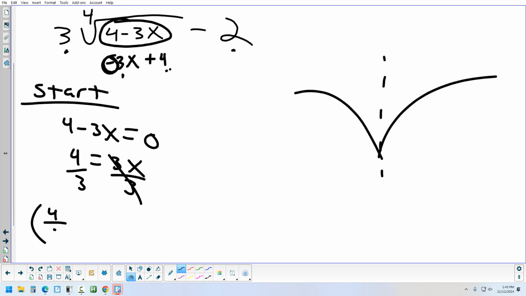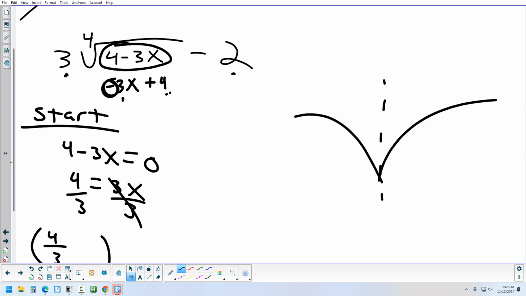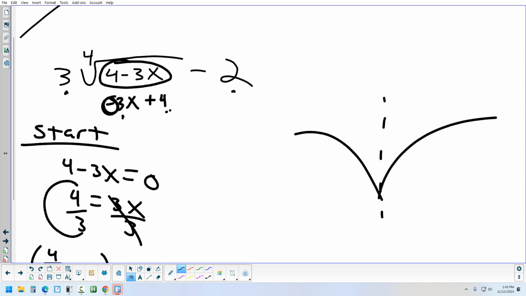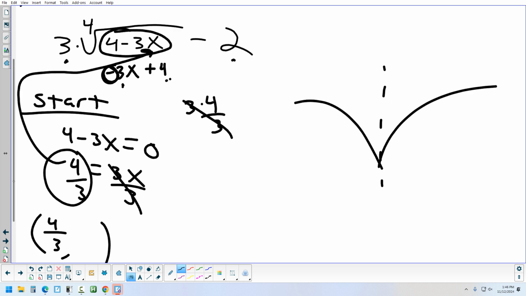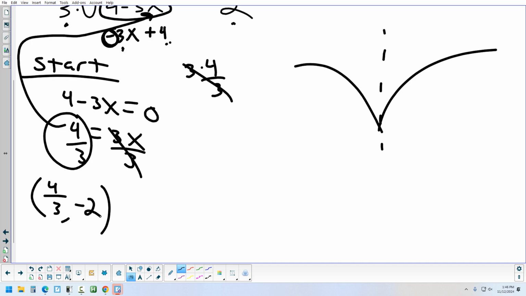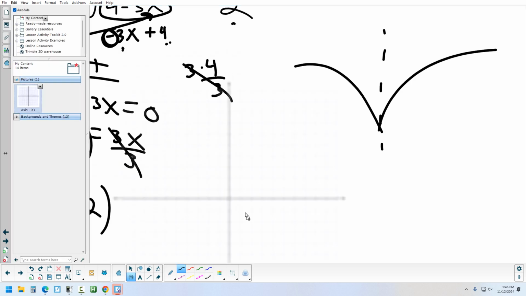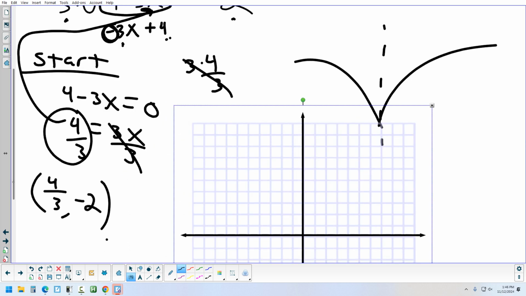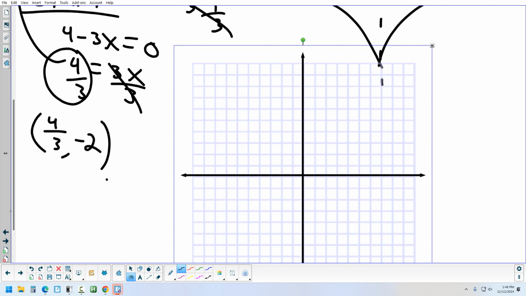4 thirds. And how do I find the y value? You have to put it back in. Plug that back in, right there. What's 3 times 4 over 3? 4. Those just cancel out. So you get 4. 4 minus 4? 0. And the 4th root of 0? 0. And 0 times 3? 0. 0 minus 2. Minus 2. That is my start point. So it's 4 thirds, which is about 1.3, negative 2.